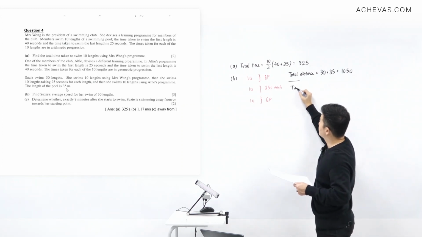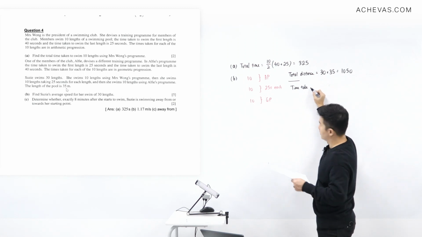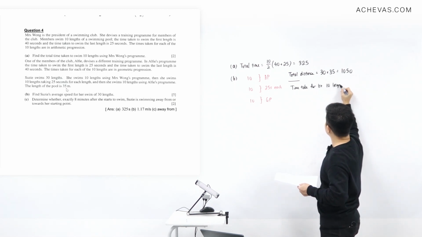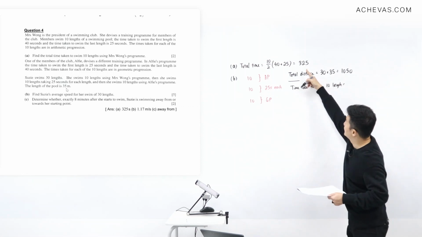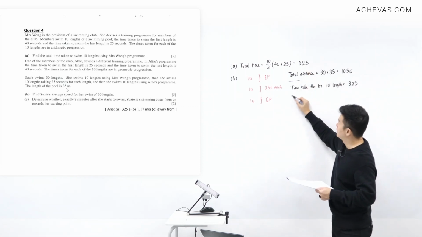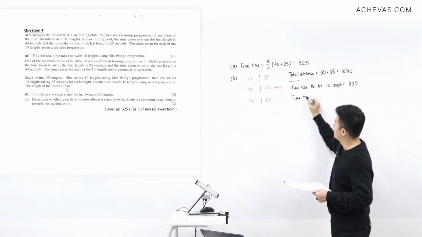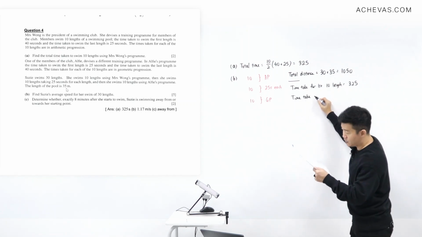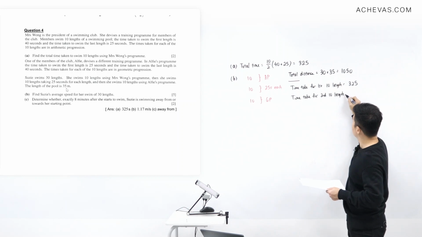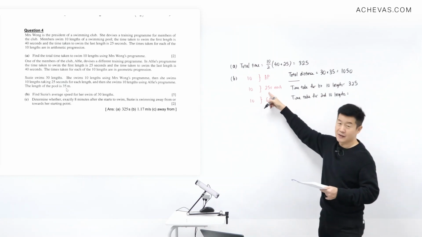So if I were to work on the time taken, I'm going to work out this time taken for the first 10 lengths. This we have already found, it is equal to 325. Let's work out the time taken for the second 10 lengths.